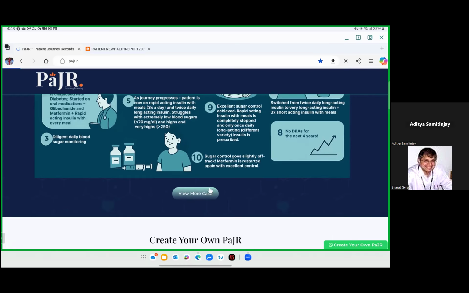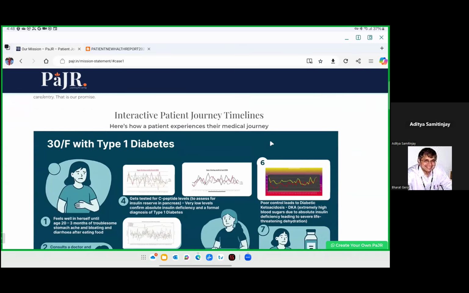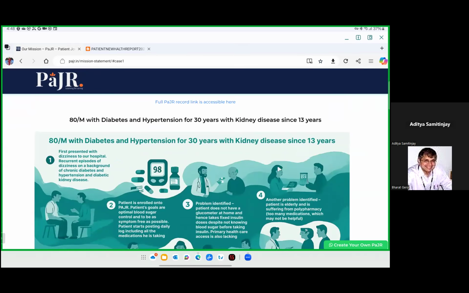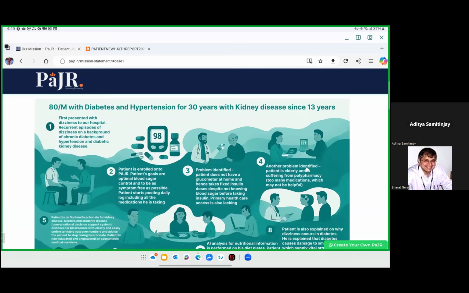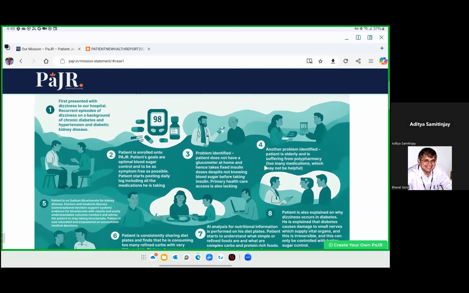And there's a couple more cases I'd like to share. And yes, this is a fantastic case. So this is an 80-year-old gentleman who had diabetes and hypertension for 30 years and eventually had kidney disease. So what happened is, now I'll bring in the aspect of medical students and how medical curricula should be designed as well. He presented with dizziness to our hospital, recurrent episodes of dizziness on a background of chronic diabetes and hypertension, right? And imagine a rural 80-year-old gentleman who's not really well educated. I mean, Victorian model of education, if I had to say.